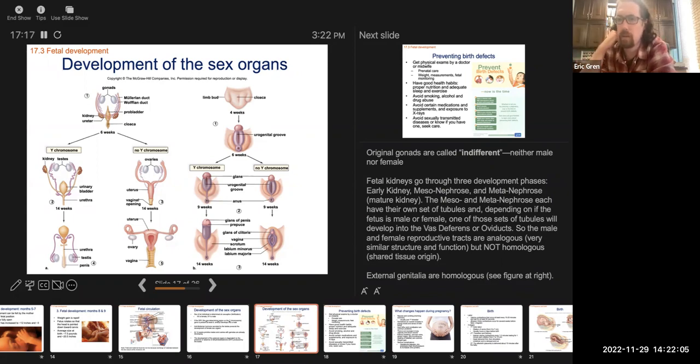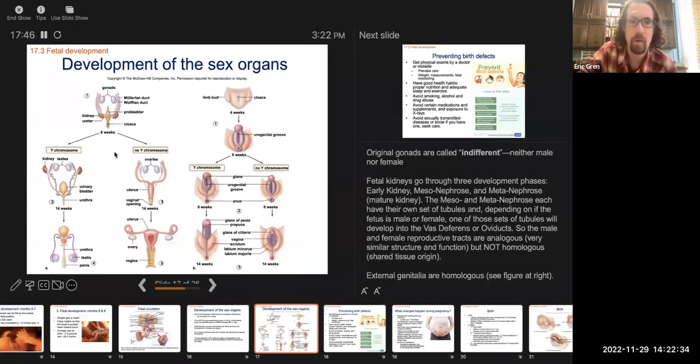The mesonephros, the middle kidney, and the metanephros, the later kidney, those 2 phases of the urinary system each have their own tube systems, right? And depending on whether the developing fetus is a male or a female, the tubular systems of either the mesonephros or the metanephros are actually going to become either the male reproductive tract or the female reproductive tract.